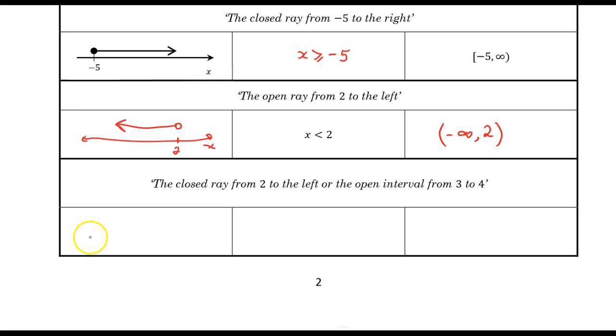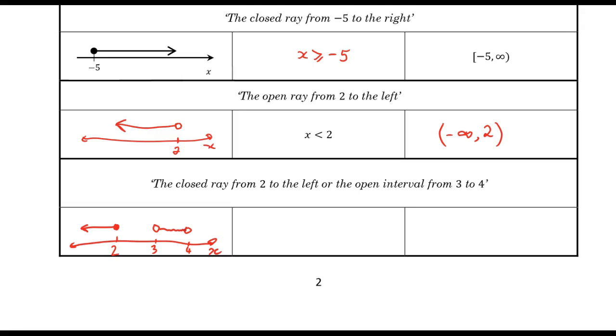Okay, I've got a few things here. Better put my little axis here, x. Now, closed ray from 2 to the left. I need a 2, a 3, and a 4 here. It's a closed ray to the left, so a closed circle, and an open interval from 3 to 4. Open circles here, 3 to 4. That's our diagram.